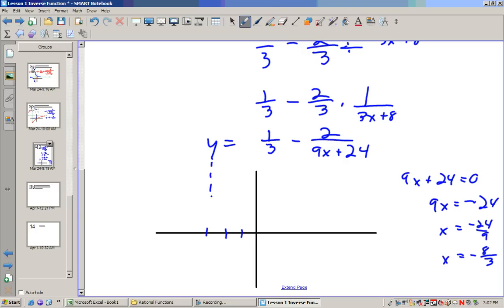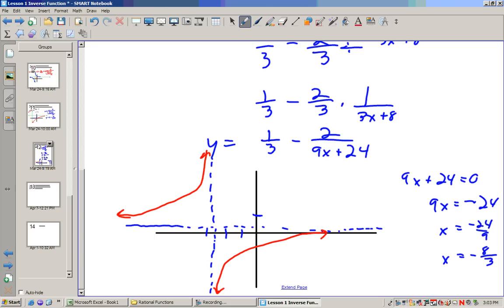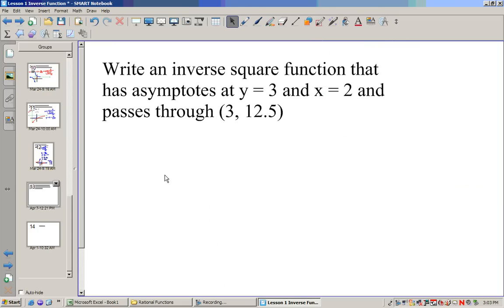So there's going to be an asymptote here. There's going to be an asymptote at 1/3. And it's going to be negative, so it's going to come up like this, come out to the left, and then it's going to go out to the right like so. All right. Kind of a weird problem.